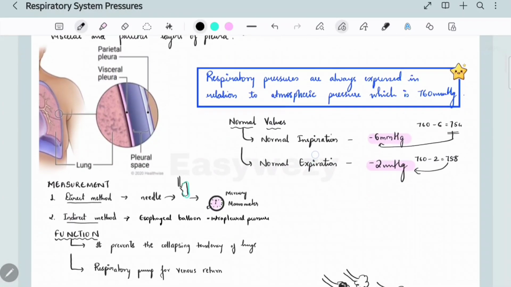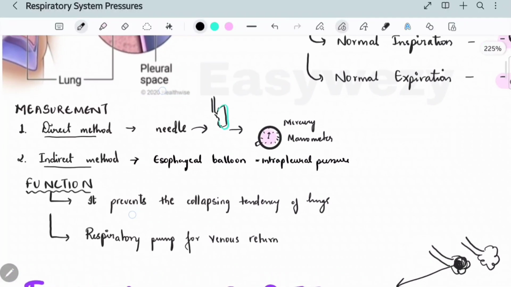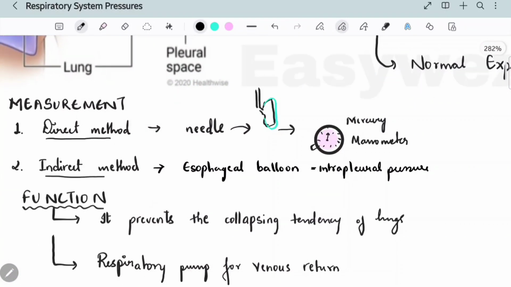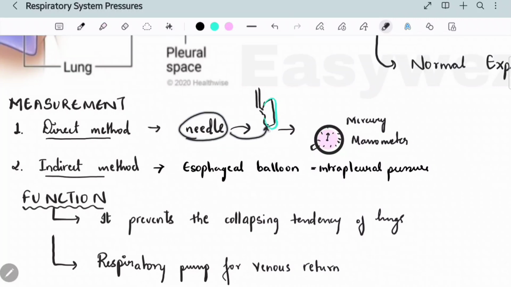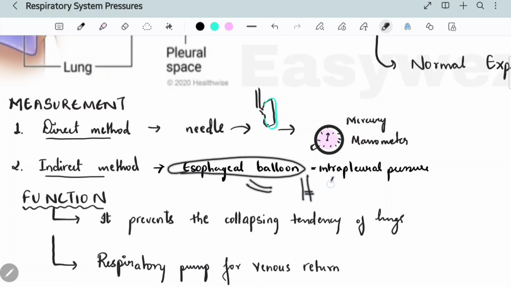Now we come to how this measurement is done. So basically there are two methods, direct method and indirect method. In the direct method, the intrapleural pressure is determined by introducing a needle into the pleural cavity and connecting it to the mercury manometer. By this, the reading is done. That pressure is our intrapleural pressure. Whereas in the indirect method, an esophageal balloon is inserted into our esophagus and this pressure is considered equivalent to our intrapleural pressure.